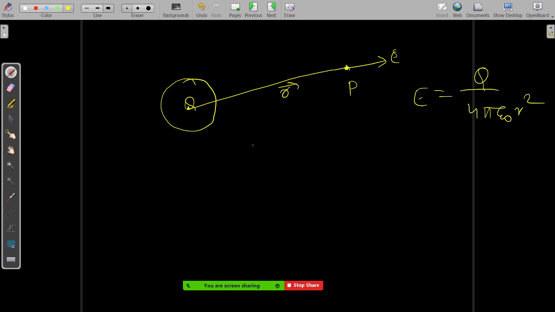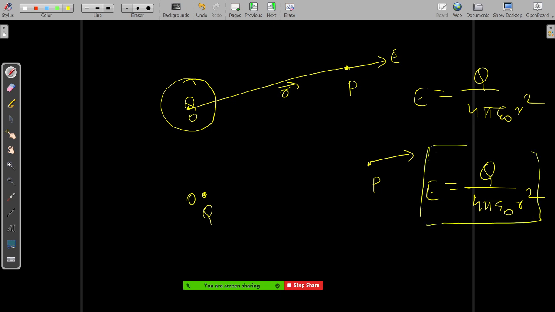So you can assume that a point charge is kept at this origin O. And then if you want to find the electric field at the point P, it comes to be the same, right? This was the formula from your first class, no? So if you want to find the electric field at an external point due to a uniformly charged sphere, you can just assume that the whole charge of the sphere is kept at the center as a point charge. Did you get that?